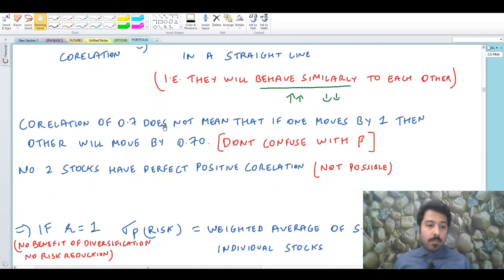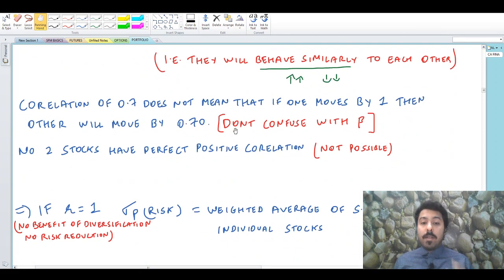So a correlation of 0.7 does not mean that if one moves by 1, then the other will move by 0.7. Don't confuse it with beta. A beta of 2 means that if the market moves by 1, the stock will move by 2. That is not true in case of correlation. Correlation of 0.7 means that, for example, there's a 70% possibility that both the stocks are likely to move in a similar manner. It isn't a guarantee, it isn't an exact ratio, like if one moves by 10, other will move by 7. No, this is the likelihood of similar movement.